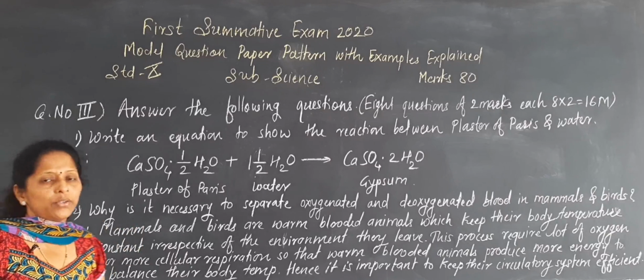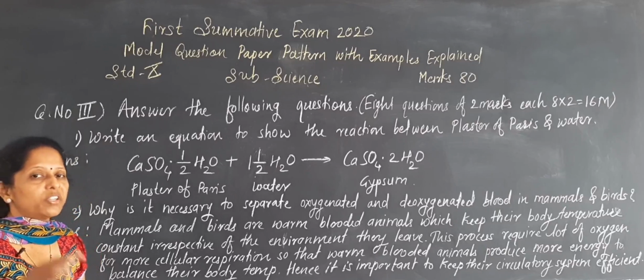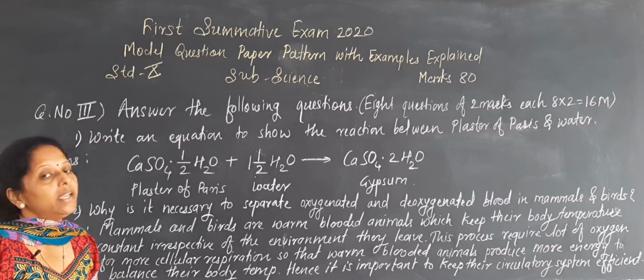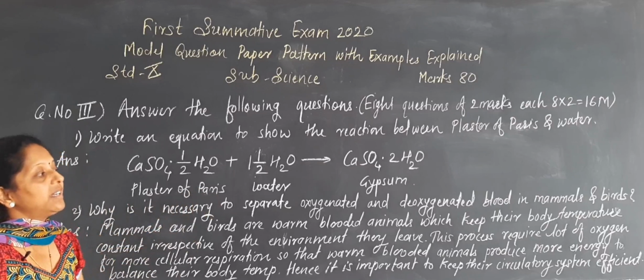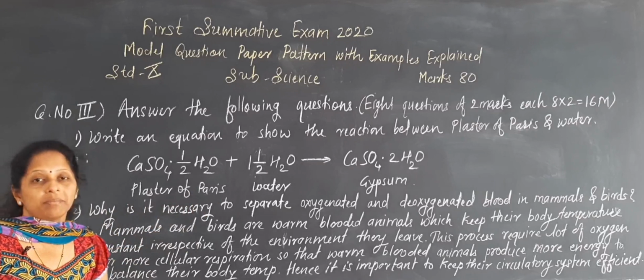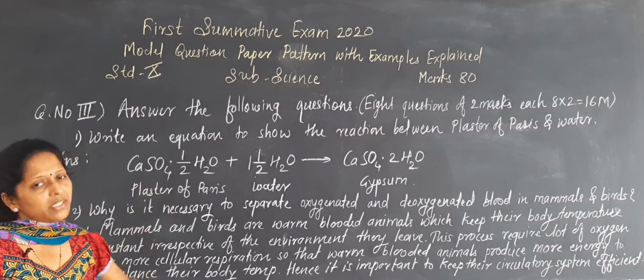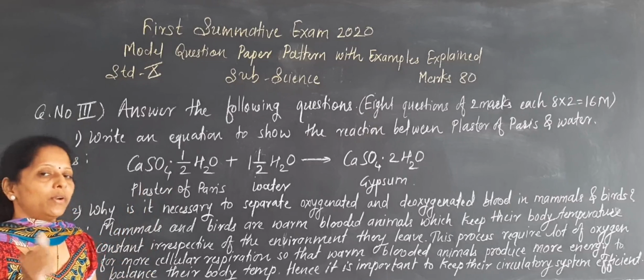As you learnt in the life processes lesson, there is a 4-chambered heart, and oxygenated and deoxygenated blood are separated in the heart. But why is it necessary to separate oxygenated and deoxygenated blood in mammals and birds? We have 4-chambered hearts, and in them oxygenated and deoxygenated blood is kept separate. Why is it necessary for our body?